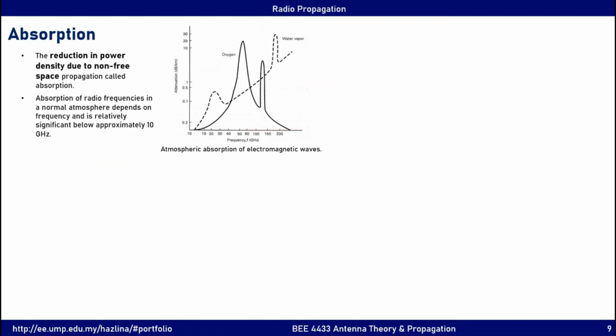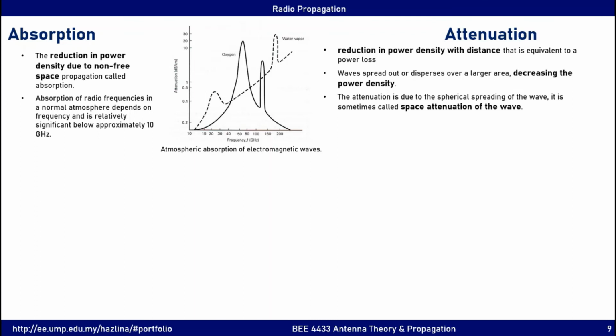Absorption is when a wave comes into contact with a medium and causes the medium molecules to vibrate and move. The vibrations absorb or take some of the energy away from the waves and less of the energy is reflected. The reduction in power density due to non-free space propagation is called absorption. Absorption of radio frequencies in a normal atmosphere depends on the frequency and is relatively significant below approximately 10 GHz.